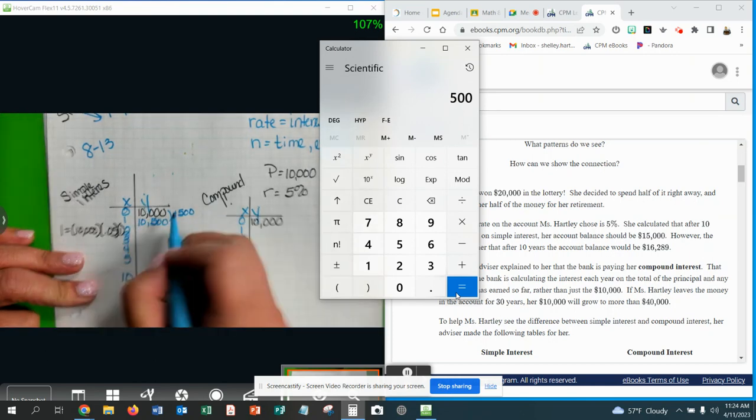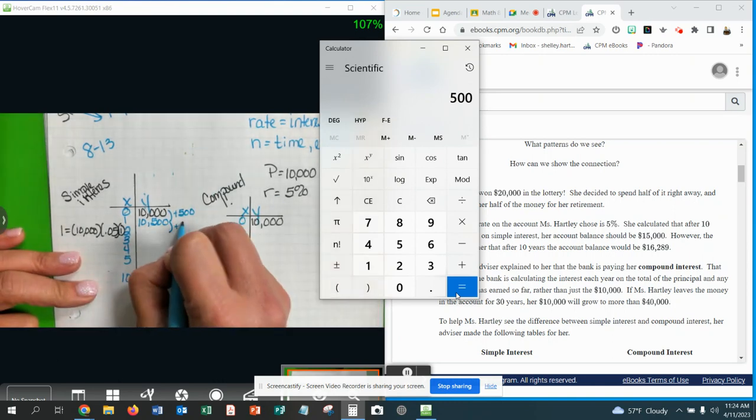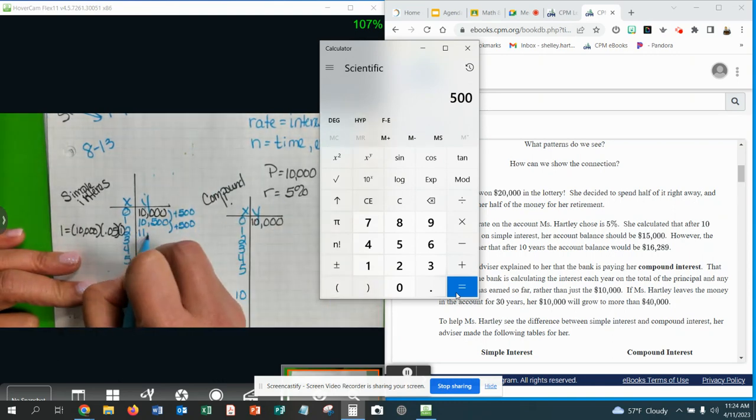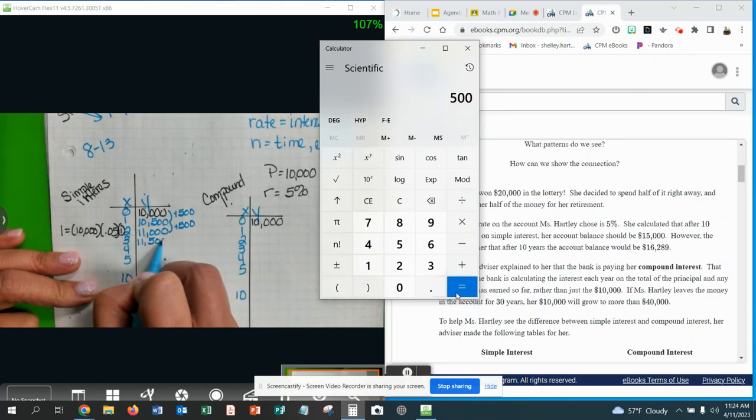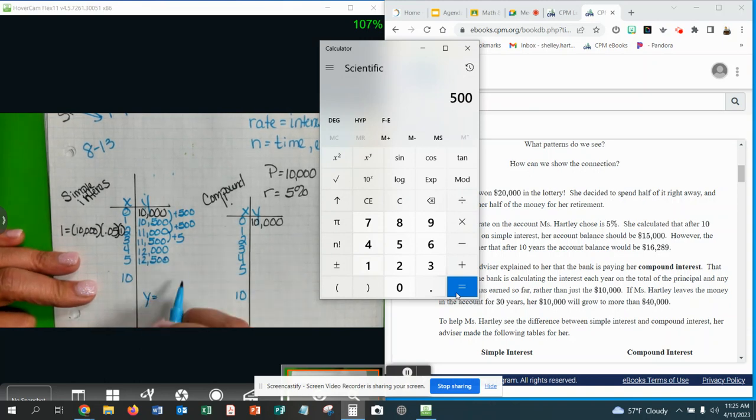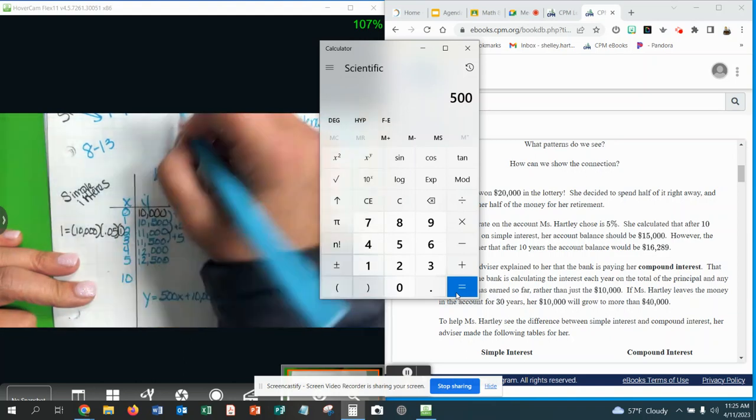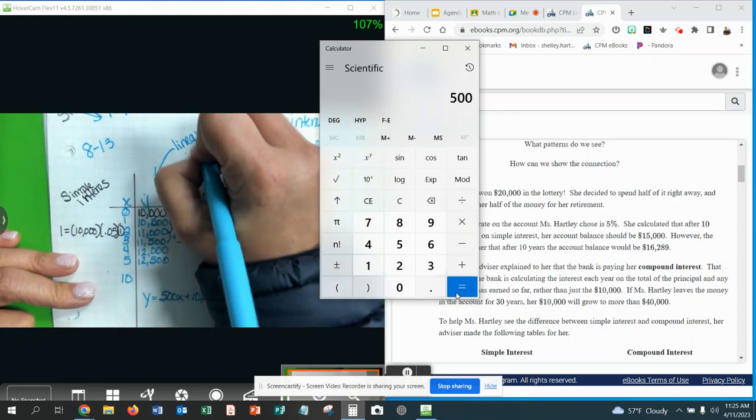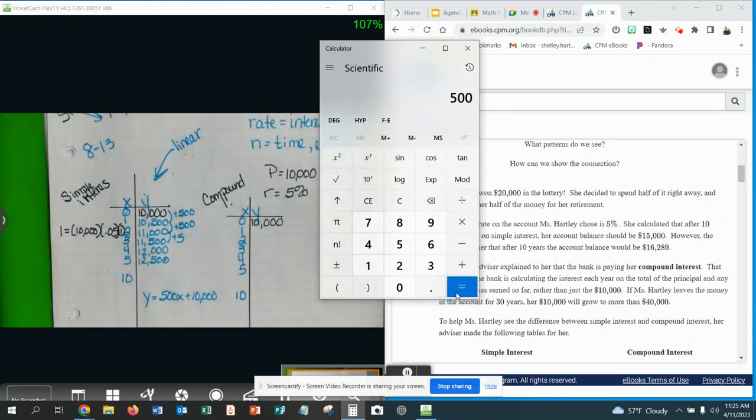Okay. And because this is simple interest, we just keep adding 500 each time. Third year, 1,500. This is going to be 12,000. And then 12,500. See what I'm saying? Plus 500. If you were to write a linear equation, it would be 500x plus 10,000. This is linear.